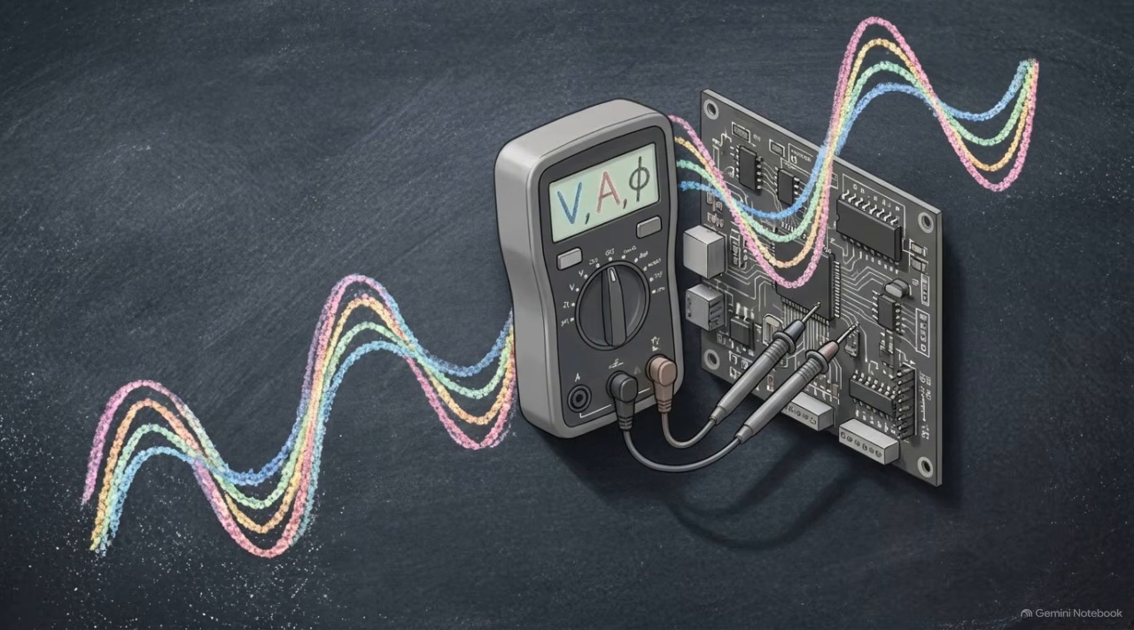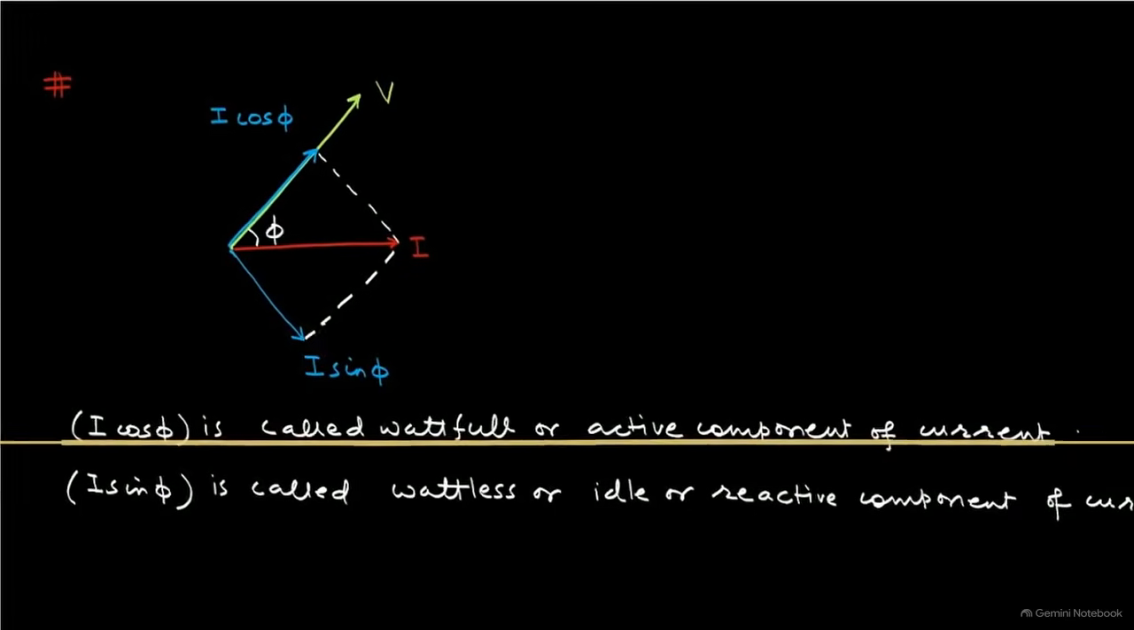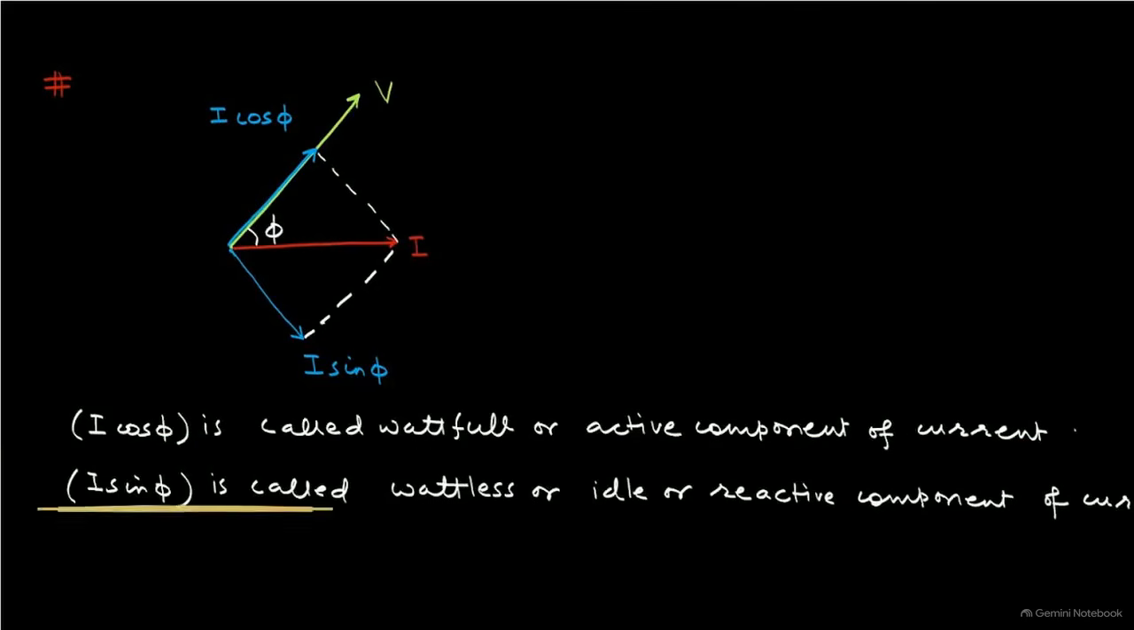This proof demonstrates that average power dissipation depends equally on the cosine of the phase angle and the raw magnitudes of voltage and current. This phasor diagram maps voltage and current separated by angle phi. Projecting the current yields I cosine phi, the active component. Running parallel to voltage, this fraction performs real work.